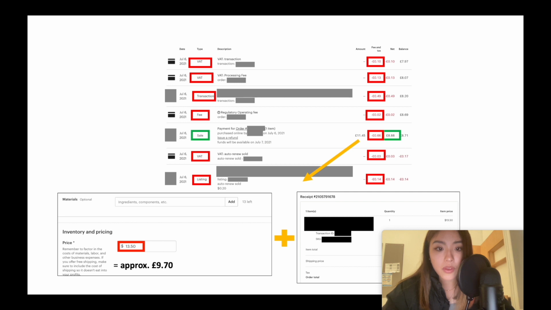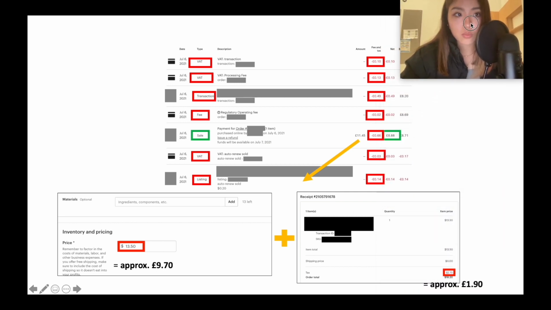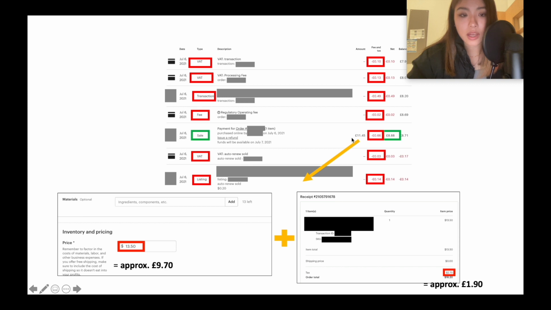Well, what this number actually is here is a combination of two numbers, and one of them you don't see. This is the price that you decide. If you remember when you were uploading your listing, that's the price I decided, $13.50, which is approximately £9.70. What Etsy will do when you list that product is they'll add on extra tax, and this is just tax for selling on their website. This is 20% or a fifth as well.